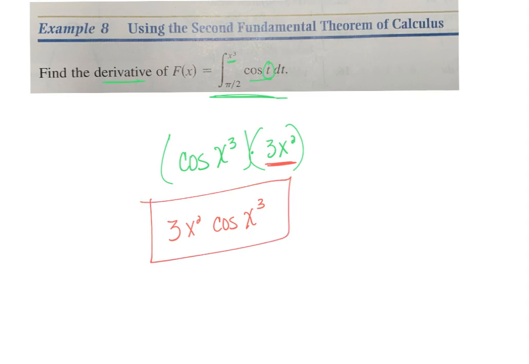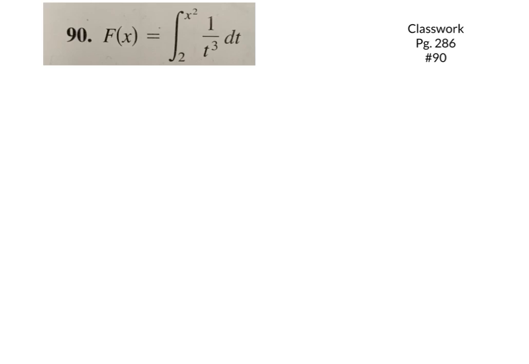So the second fundamental theorem of calculus just says, if I have a function as my upper bound, and I'm taking the derivative of the antiderivative, I have to consider the derivative of my upper bound when I do it. I would have 1 over, and instead of t cubed, I would have x squared cubed, and I would multiply that by the derivative of x squared, which is 2x. So I would have 2x over x to the 6th. You can reduce that to 2 over x to the 5th.